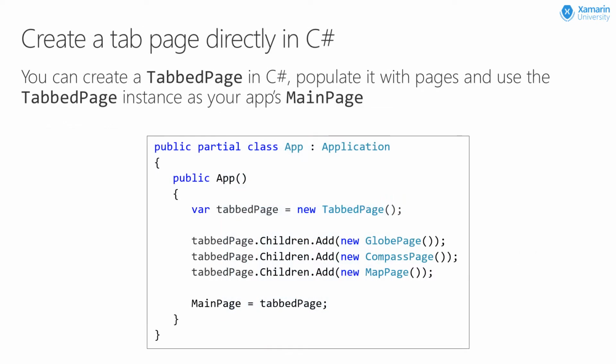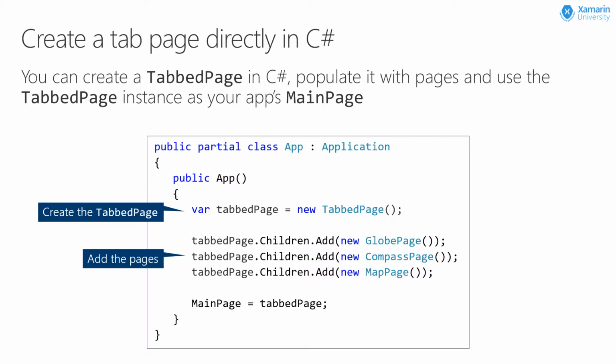So here's an example. We create a tabbed page instance, and we're doing this here in the constructor of the app class. We instantiate the child pages and add them directly to the children property, and then assign our populated tab page to the main page. And we typically populate all the children at application startup, and this differs from stack navigation where we instantiate pages on demand.